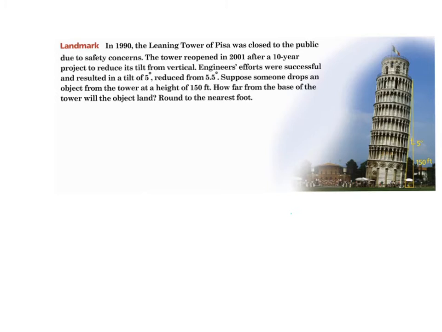So what we have here is a triangle that looks something like this. It's a right triangle. This is 5 degrees and this is 150 feet. And that is coming straight from the picture. So we're trying to find the bottom part. Now the first step is to figure out how the side lengths that you're given are related to the angle measure that you're given.